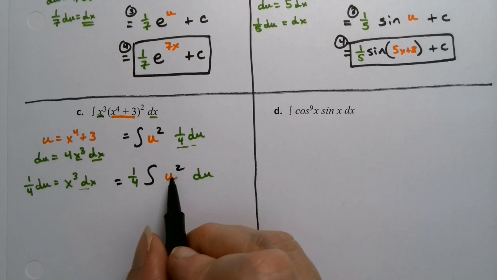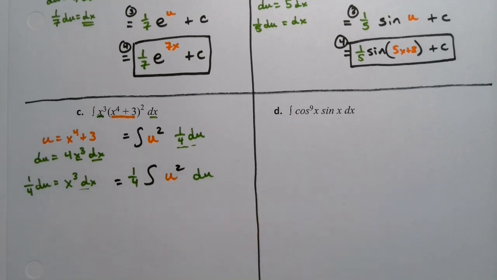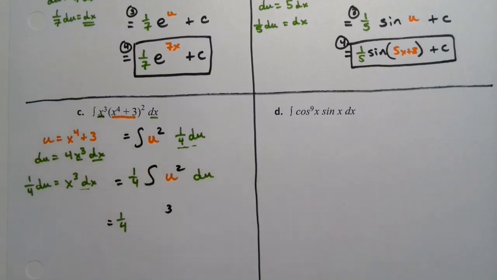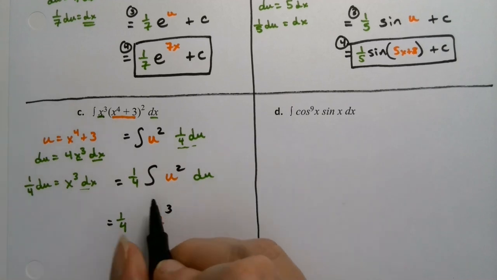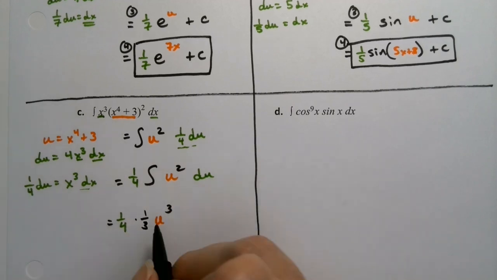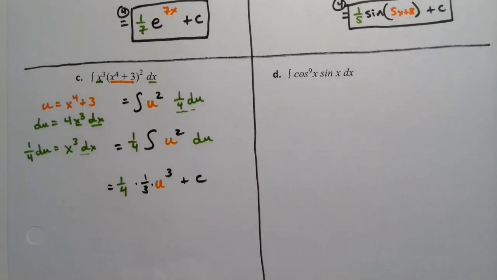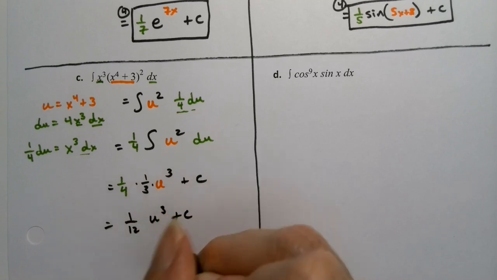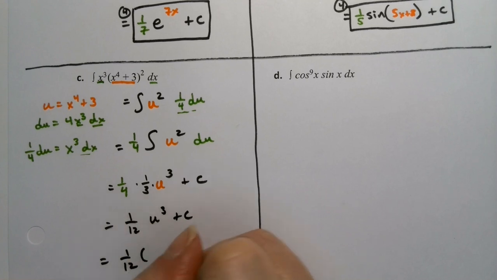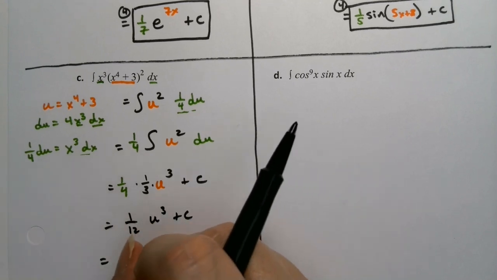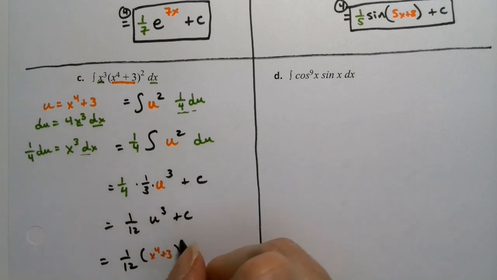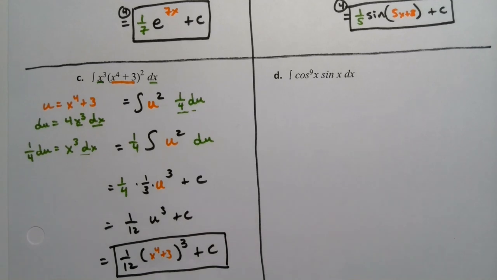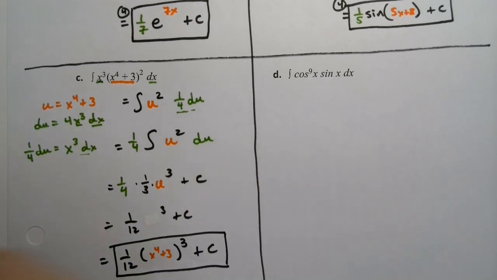Okay, well, the integral of u squared is pretty easy. That's u to the 3rd. So it'll be 1/4 sitting out in front, and then I'm going to have u to the 3rd. But of course, we multiply by the reciprocal of that new power. So it'll be 1/3 out in front, plus my constant of integration, which would be 1/12 u cubed plus c, which would be 1/12. And then u was x to the 4th plus 3. Sorry, I lost my color coding there. There we go.